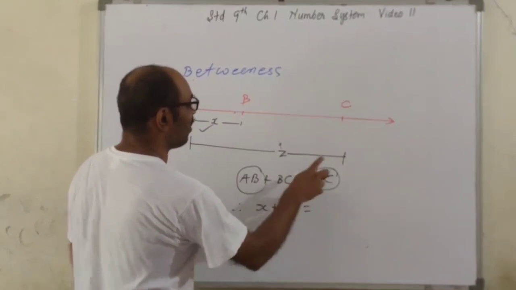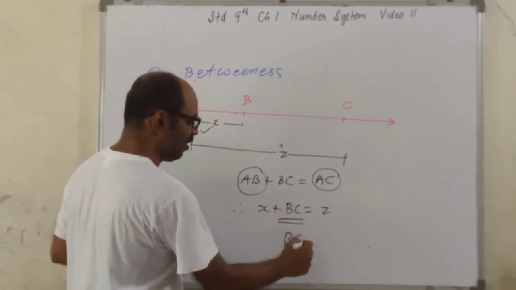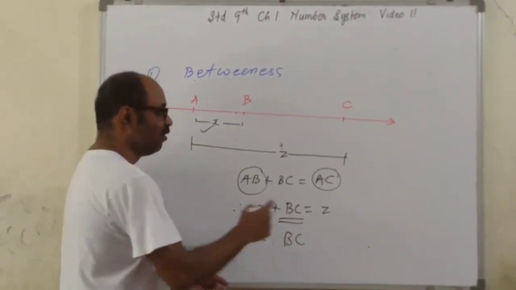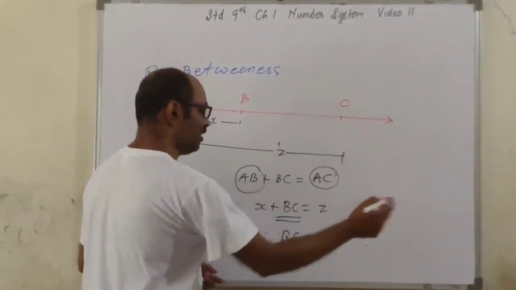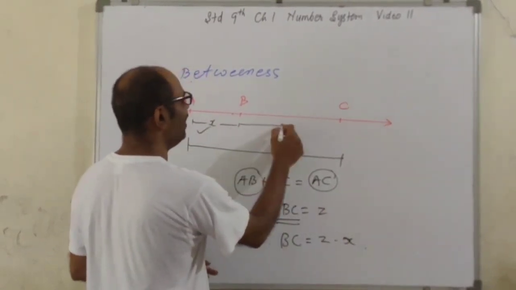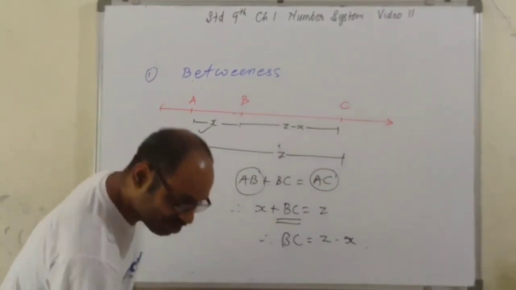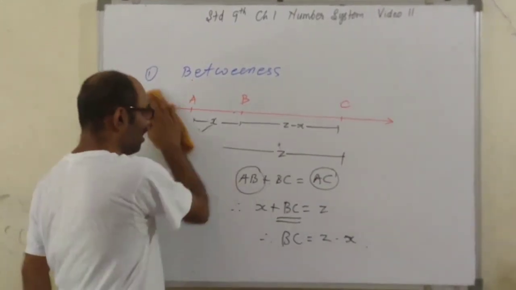So BC is equal to, what is AC? Z. So make BC the subject of the formula because we want to know what is BC. So BC is equal to Z, X goes on the other side, minus X. So this BC is Z minus X. Did you understand? Sure. All right.